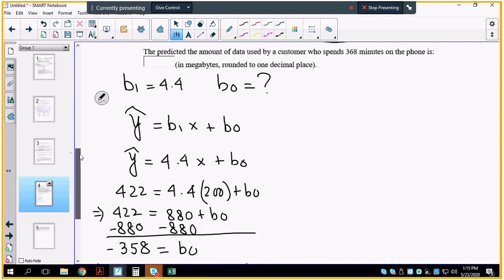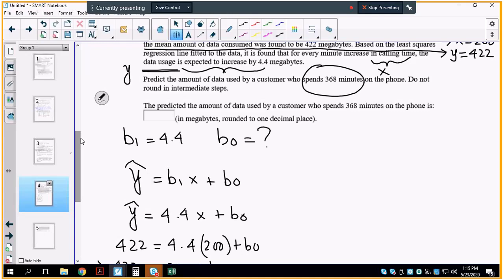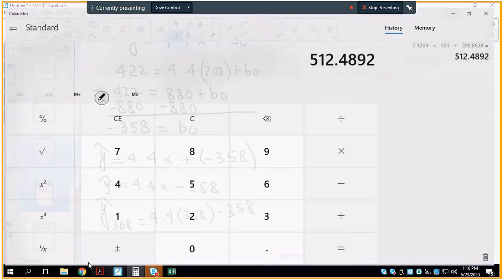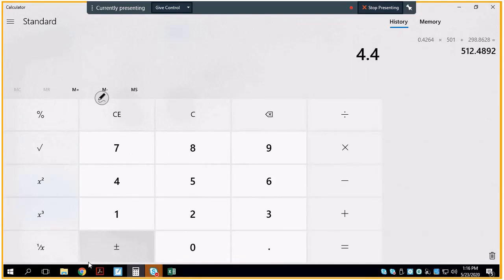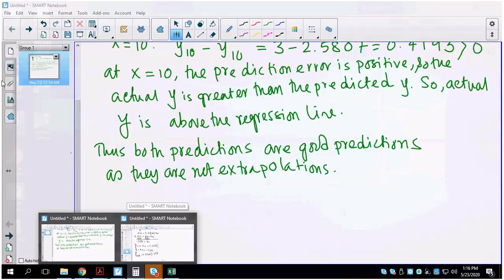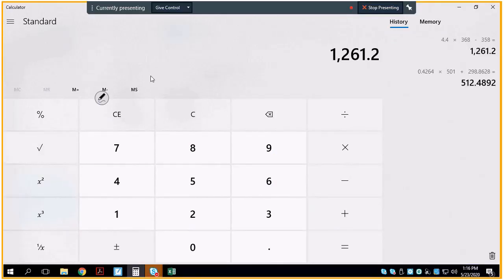I want to know the predicted Y hat when X is equal to 368. So I'm going to go ahead and find Y hat at 368. That should be 4.4 times 368 minus 358. So let's work it out in my calculator. And all I need to do is multiply 4.4 by 368 and subtract, I believe this was 358, and I get 1261.12.